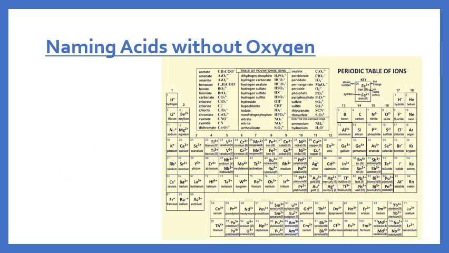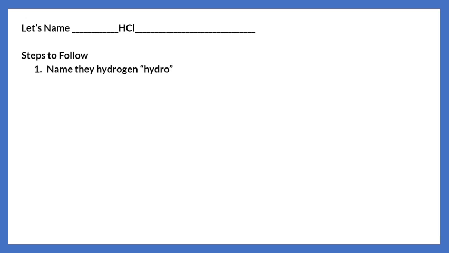All right. So there's two ways we can name acids. We can name them without oxygen, and then we're going to learn how to name them when oxygen is present. Right now we're going to name without oxygen, so all acids that do not have oxygen in them. Okay, so let's name the following: HCl. Step 1, name the hydrogen. So name the H. We just name it hydro. So we're going to write hydro.